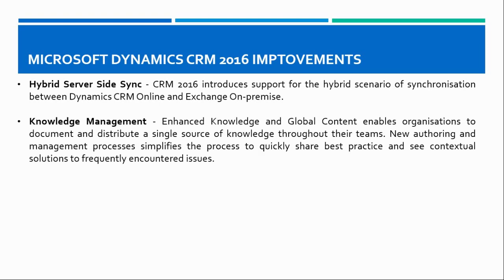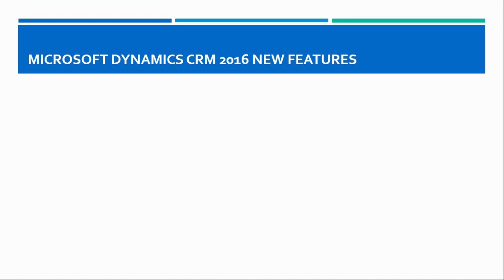Now you had improved knowledge management. Enhanced knowledge and global content enables organizations to document and distribute a single source of knowledge throughout their teams. The new authoring and management process simplifies the process to quickly share best practices and see contextual solutions to frequently encountered issues. So these were the improvements, that I knew from my personal experience, that were done in Microsoft Dynamics CRM 2016. Let us now see what were the key features that were added in the CRM 2016 version.